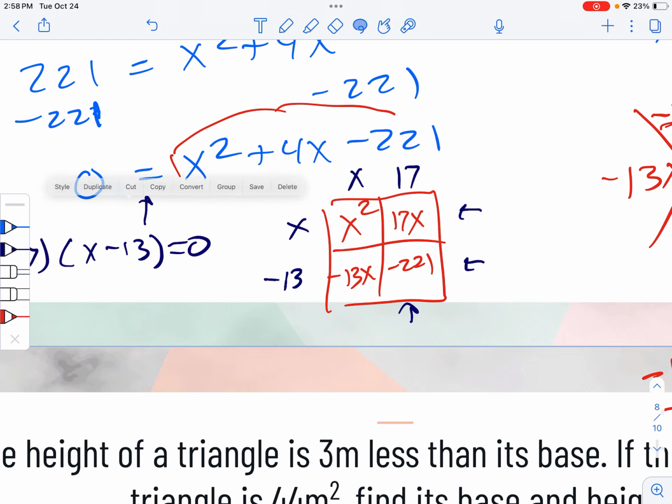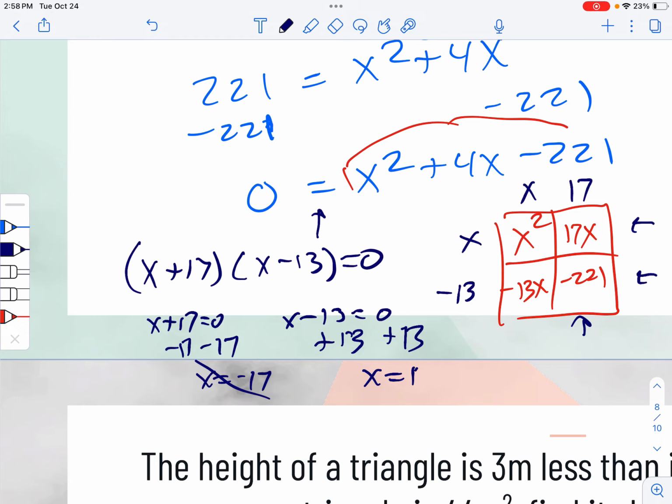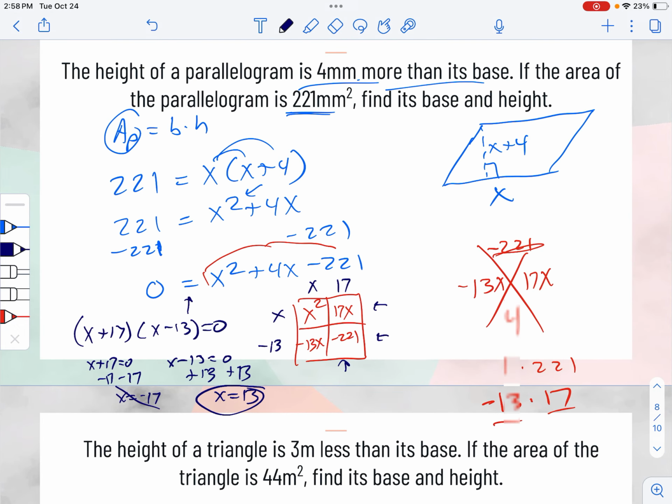Let's bring this up over here. Okay, so now the last thing you do is use zero product property and just set them equal to 0 and solve. x plus 17 equals 0 and x minus 13 equals 0. Here I get negative 17. You can't have a distance of negative 17, so that's not going to work. Here I add 13, x equals 13. That's true, that'll work. So if I go back to my picture, my base is 13, okay? And then 13 plus 4, that's going to give me 17 for my height.